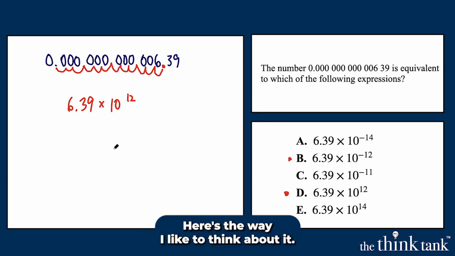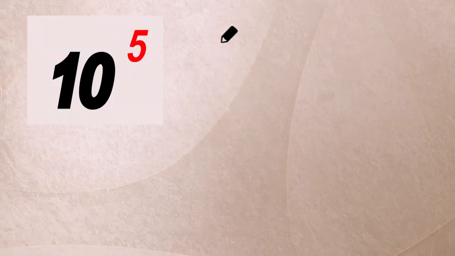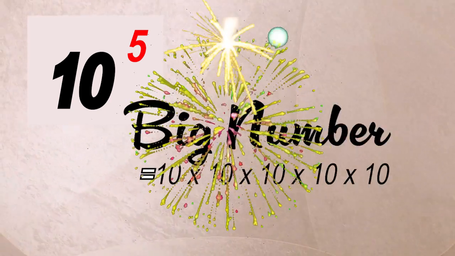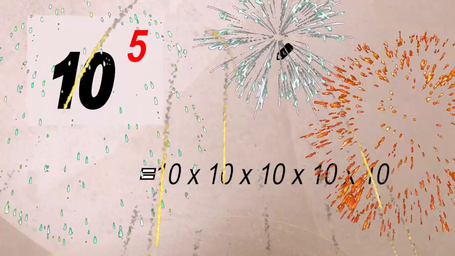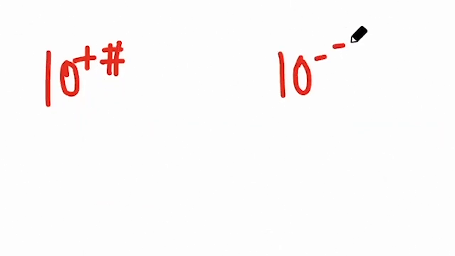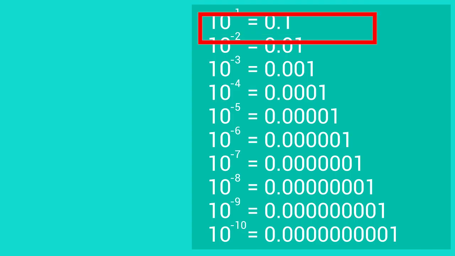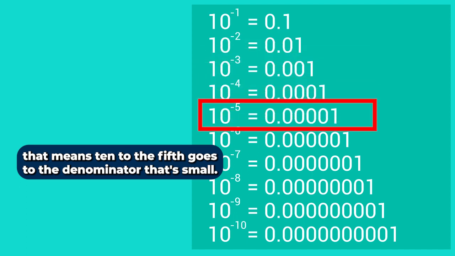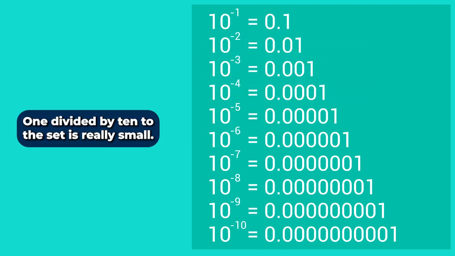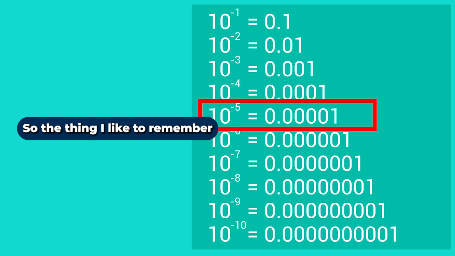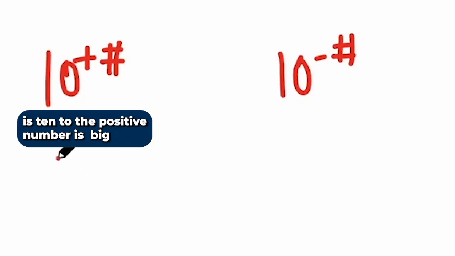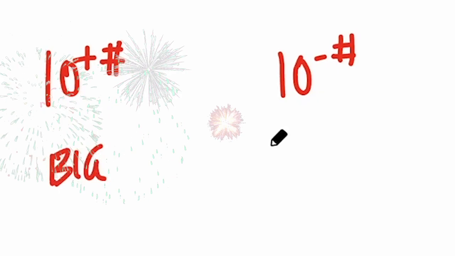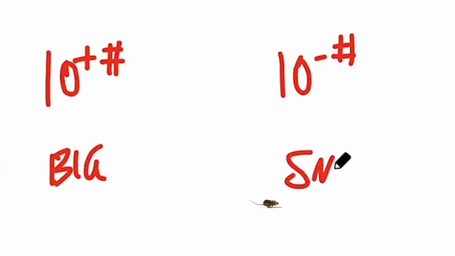Here's the way I like to think about it. If I have 10 to a positive number, like let's say 10 to the 5th power, 10 to the positive number is big, right? 10 times 10 times 10 times 10 times 10, that's big. Meanwhile, if I have 10 to a negative number, so let's say 10 to the negative 5th power, that means 10 to the 5th goes to the denominator. That's small. 1 divided by 10 to the 5th is really small. So the thing I like to remember is 10 to the positive number is big, and 10 to the negative number, that's small.